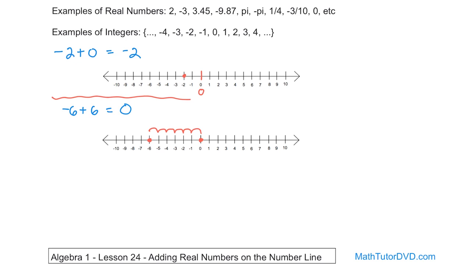And you can see how visually on the number line, you'll always start at that negative number and then you'll move to the right the same number of units, so you'll always end up on 0. And so that's how you would use a number line to solve that problem. All right, so let's do one that's a little bit different.